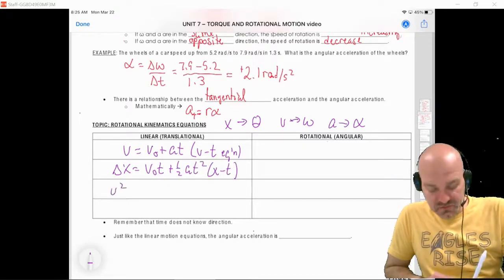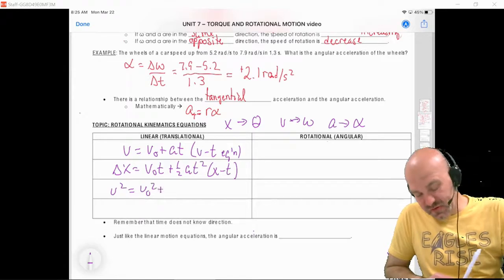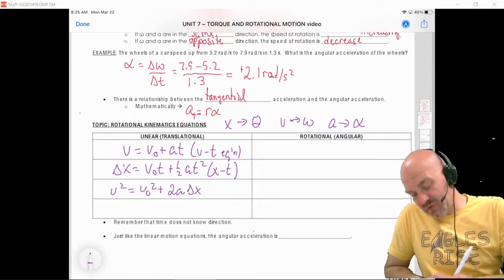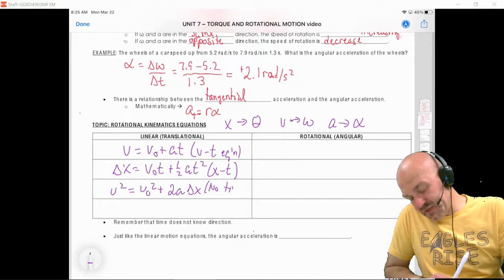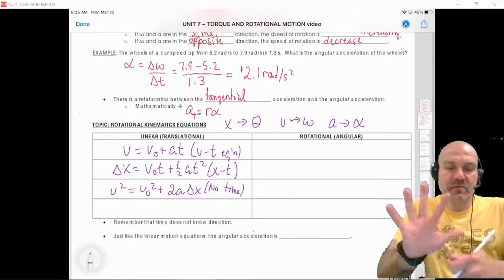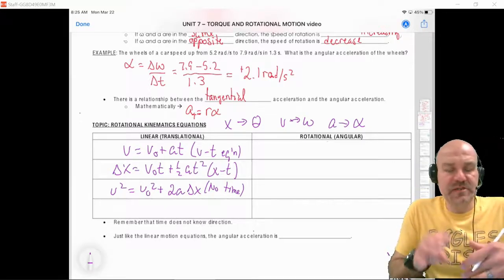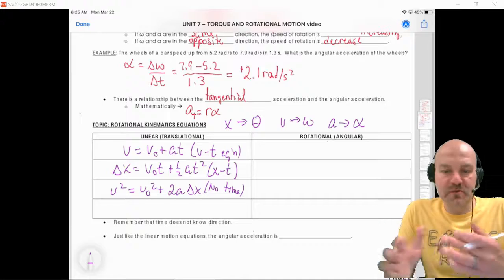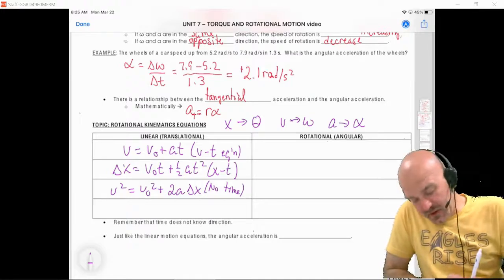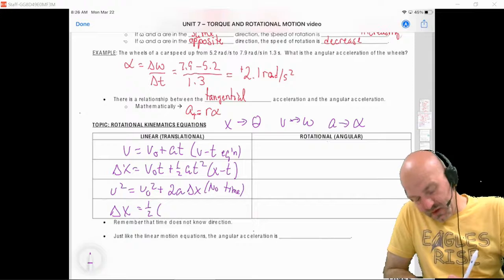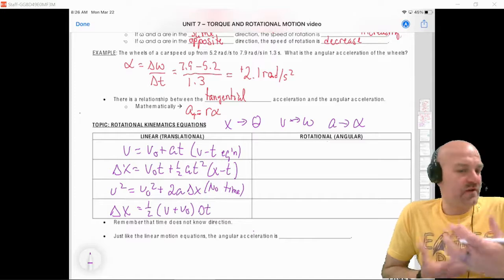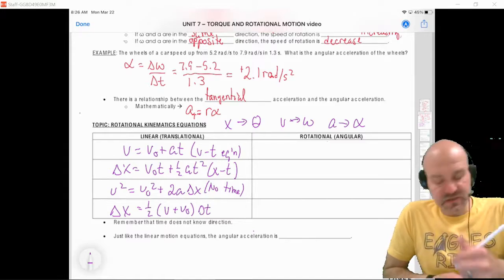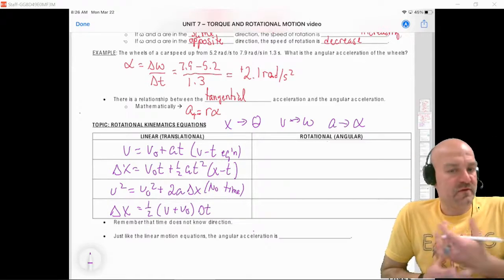Then you have v squared equals v0 squared plus 2a delta x, which is important because this equation has no time. And remember, there are 5 variables, and each equation is going to have 4 of the 5. The same thing holds true with the rotational equations. And then we have the one that's often not given to us on formula sheets: delta x equals 1/2 times (v plus v0) delta t. This is just another way to write the position equation. The thing about this one is that there's no acceleration.